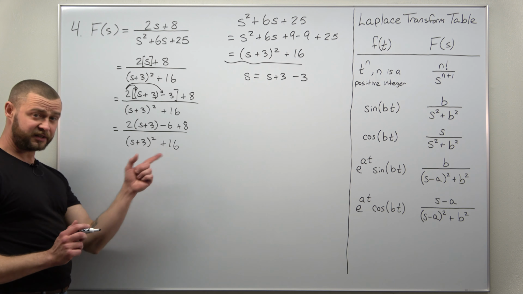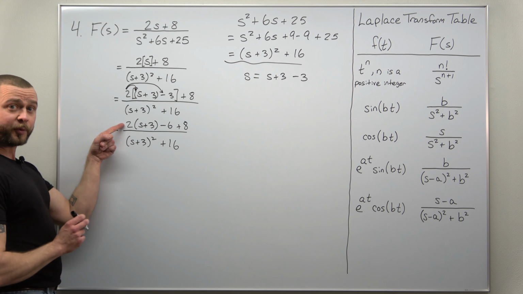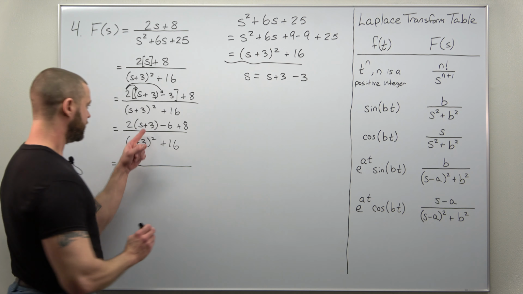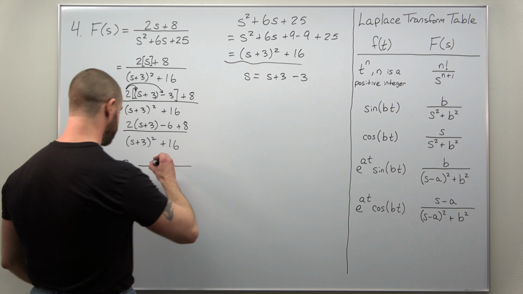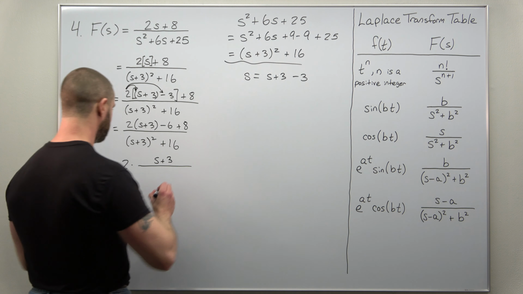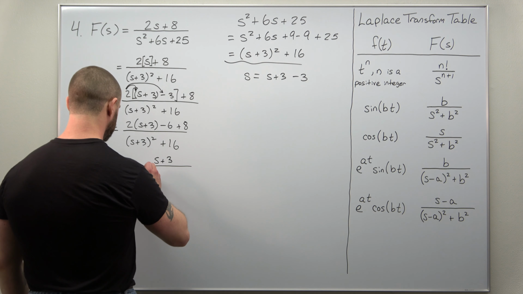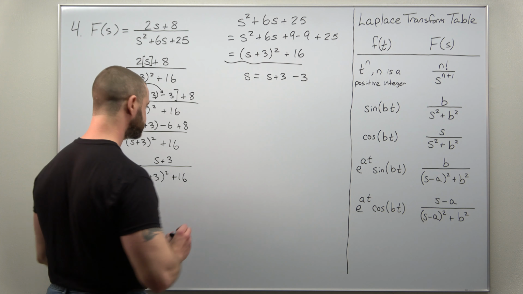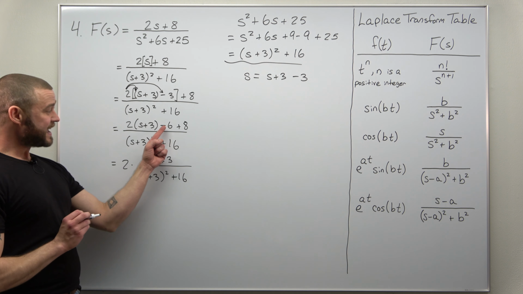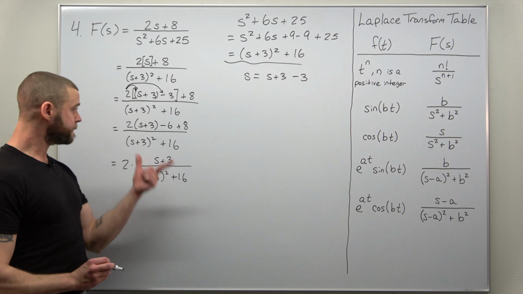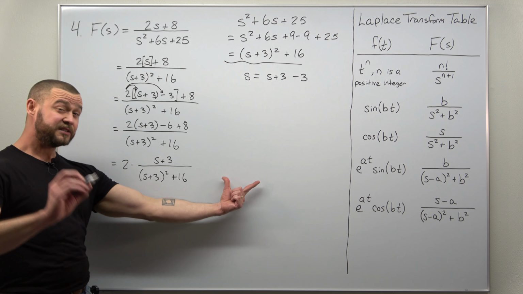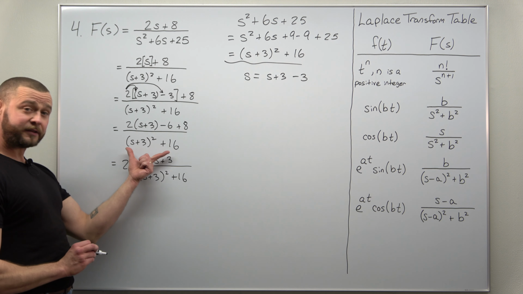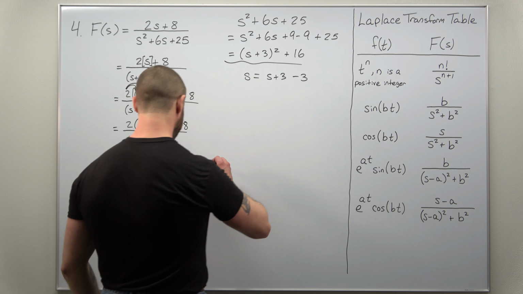So let me go ahead and split this into 2 fractions. I'm going to pull this 2 out front. And we'll have in our numerator here s plus 3, and that's over your denominator, s plus 3 squared plus 16. And we have negative 6 and 8, which combine to 2. Let me go ahead and write that as a separate second fraction, thinking of that as 2 over that denominator. I'm going to pull the numerator out front.